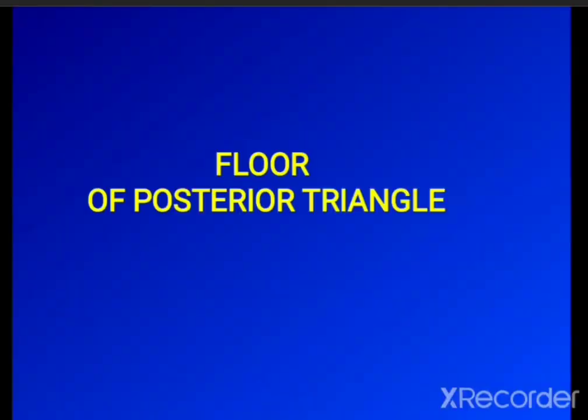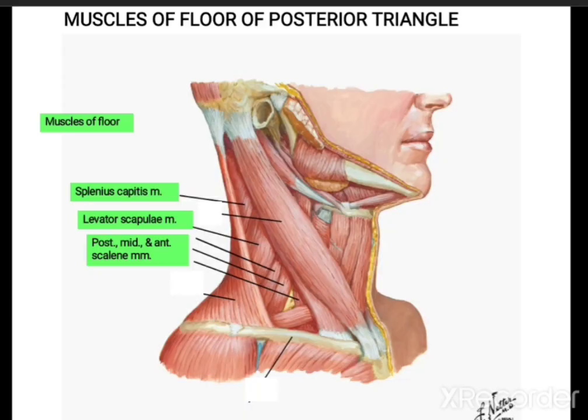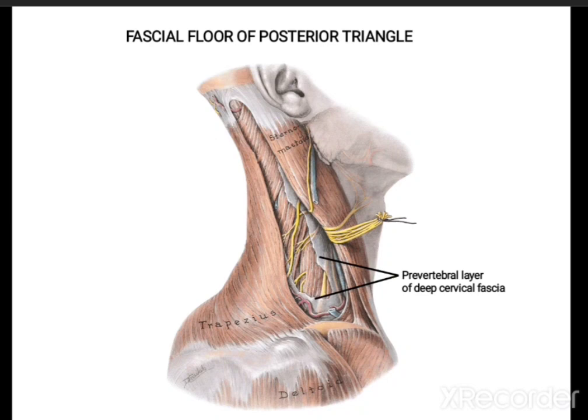Then the floor of the posterior triangle. The floor is formed by the splenius capitis, then levator scapulae, then posterior, middle and anterior scalene muscles. These muscles form the floor of the posterior triangle. So these muscles are covered by the prevertebral layer of the deep fascia, which is forming a carpet for these muscles.